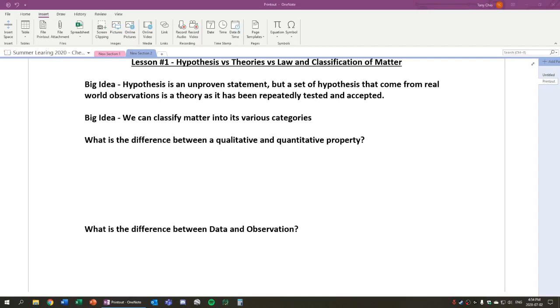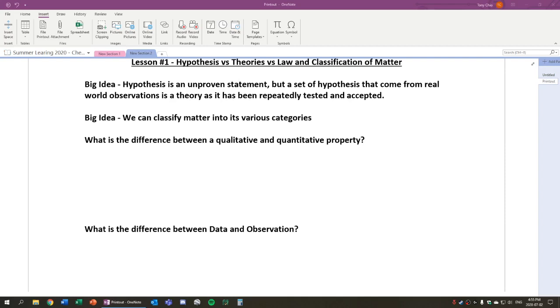Hey everybody, in this lesson we're going to talk about hypothesis versus theories versus law and how we classify matter. So there's two big ideas here. A hypothesis is an unproven statement, but a set of hypotheses that comes from real world observation is a theory, as it has been repeatedly tested and accepted. The other big idea here is that we can classify matter into its various categories.